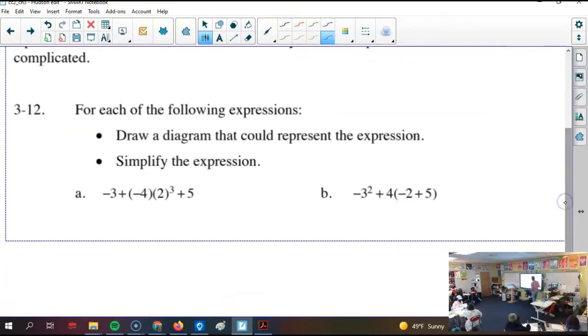I do not need you to draw a diagram. If you want to, you can, but we don't have a lot of time today. What I do want you to do is, with your team, decide how many terms are in each of these, and then simplify it down. This is on your worksheet. This is the first problem on your worksheet. 312 homework. We're looking at 312. It's right here.